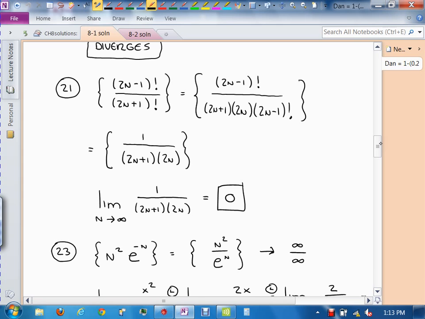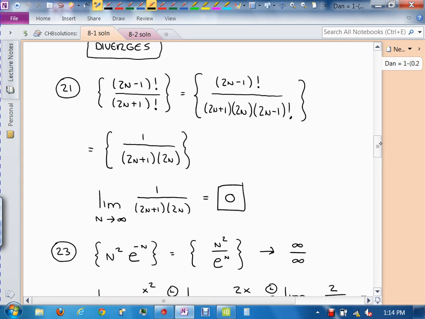So what you're trying to do, this is 8.1, this is sequences, right? We're not adding things up, we're just trying to figure out where this sequence is going. So when you say 2n minus 1 factorial over 2n plus 1 factorial, I hope it's obvious that as n gets large, the numerator gets large and the denominator gets large. Like they both become infinitely big. Would you agree with that? It's like you have infinity over infinity, kind of. But you can't use L'Hopital's rule here.